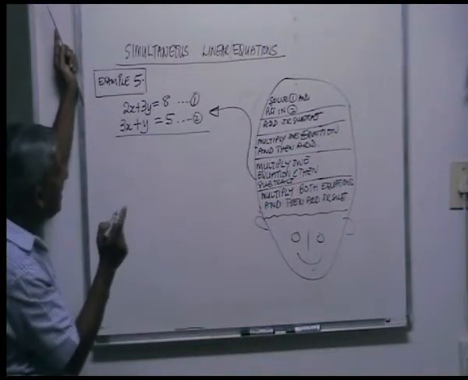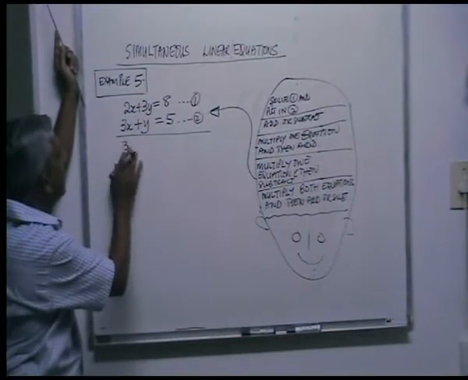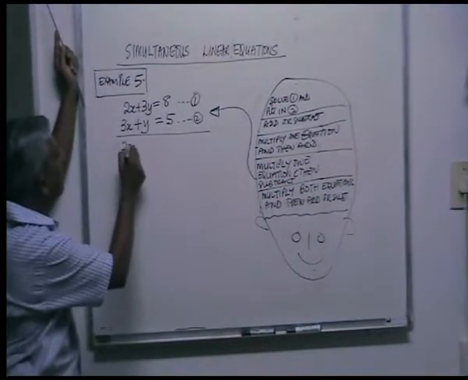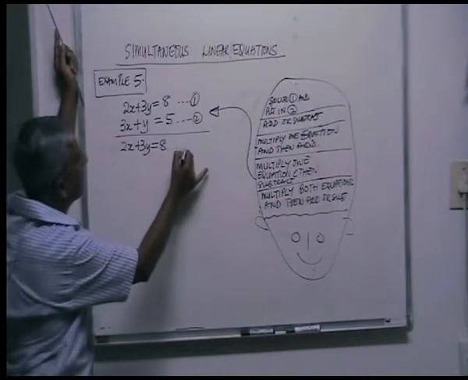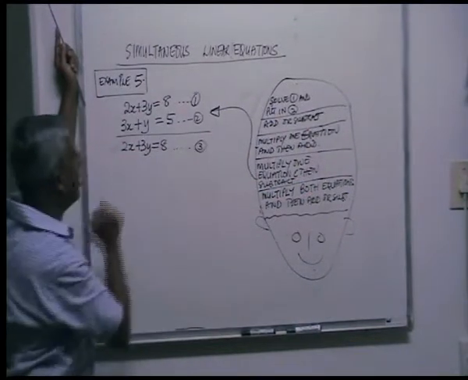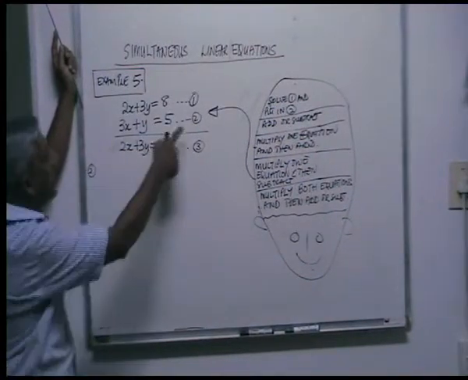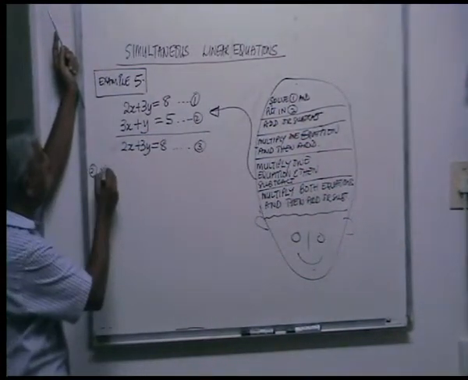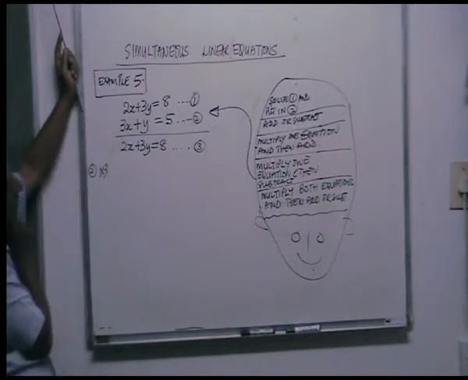Now let's do it. So the top one will remain the same, 2x plus 3y is equal to 8. That one remains the same, and you can just give it a new number. But now you're taking the second one, number 2, and you're going to multiply it by 3.